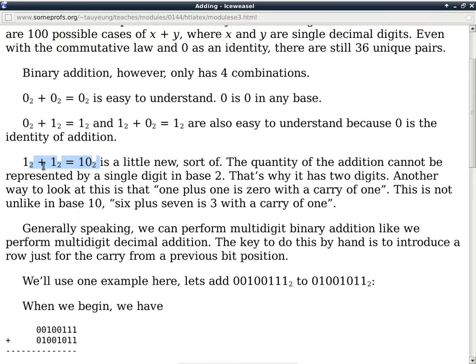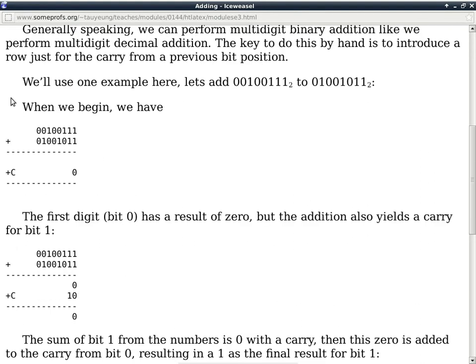So in this case, we can also look at this as 1 plus 1 is 0 with a carry. That's a much better way to look at this, because that will set us up to handle multi-digit addition. The rest of this slide uses this one single example: 00100111 plus 01001011. So we want to figure out what is the actual sum between these 2 binary numbers.